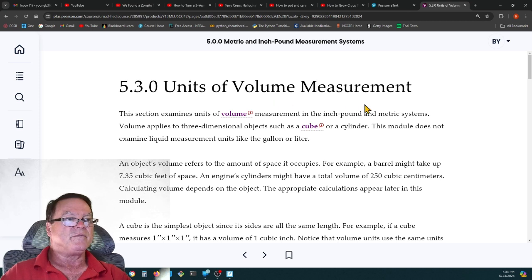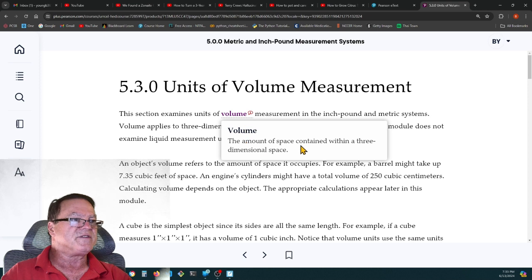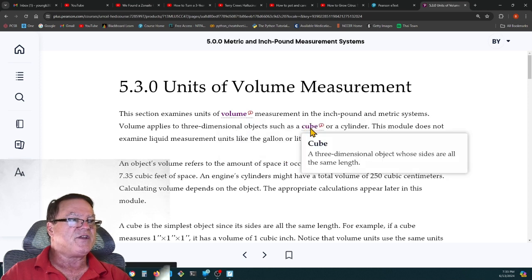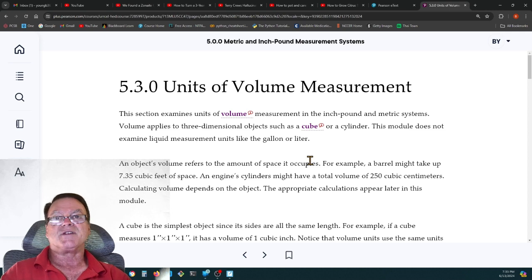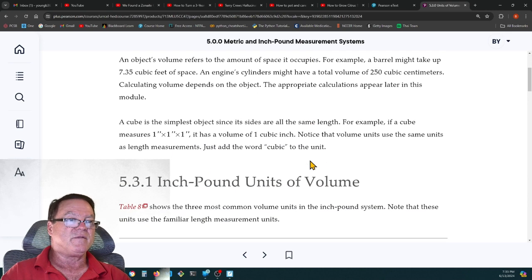Units of volume. Now, volume is three-dimensional, so it's a cube. Volume is the amount of space contained within a three-dimensional space. A cube is a three-dimensional object whose sides are all the same length. So you've seen the Rubik's Cube, you know what a cube is. An ice cube.